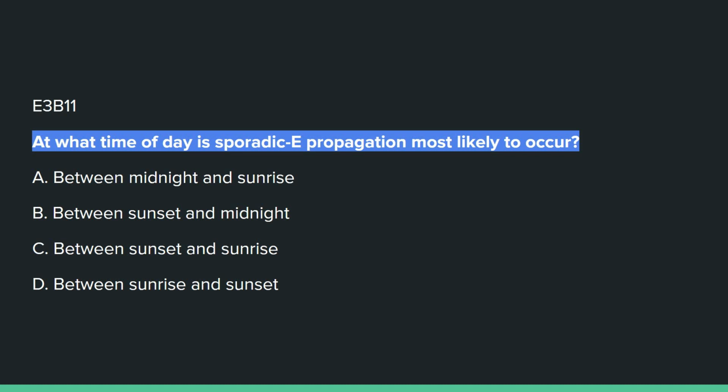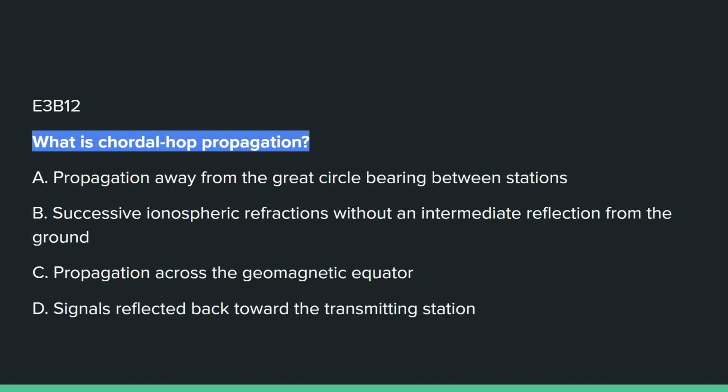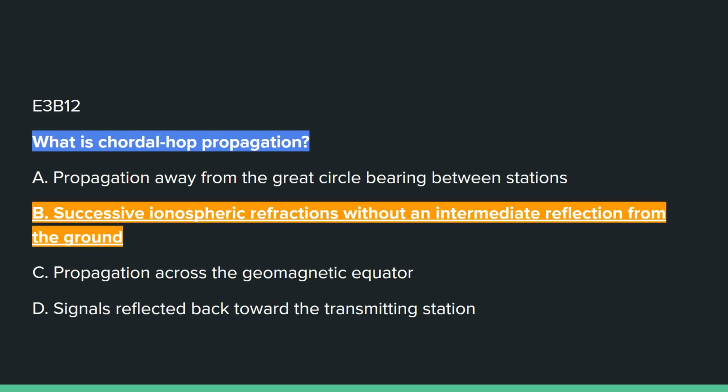E3B11, at what time of day is sporadic E-propagation most likely to occur? D. Between sunrise and sunset. E3B12, what is chordal hop propagation? B. Successive ionospheric refractions without an intermediate reflection from the ground.